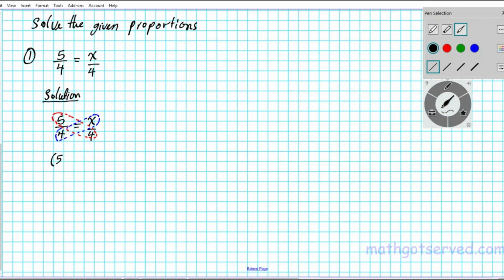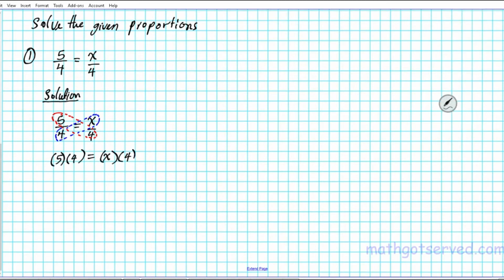So we have 5 times 4 is equal to x times 4. We see the difference between the original problem and what we have now. There are no more denominators. It's no longer a proportion. It's just like a linear equation. Now let's go ahead and multiply. 5 times 4 is 20, and x times 4 is 4x.